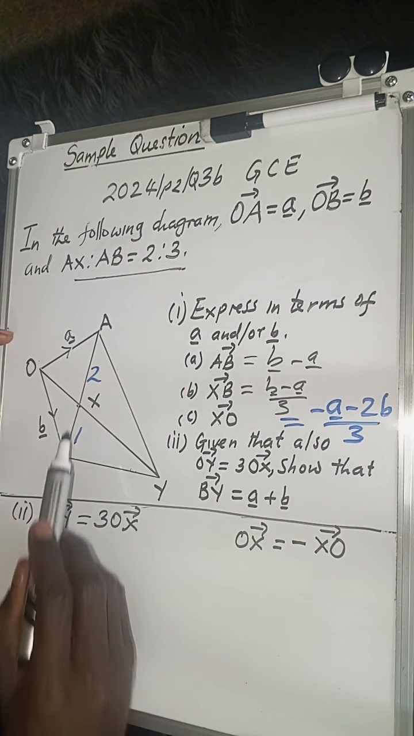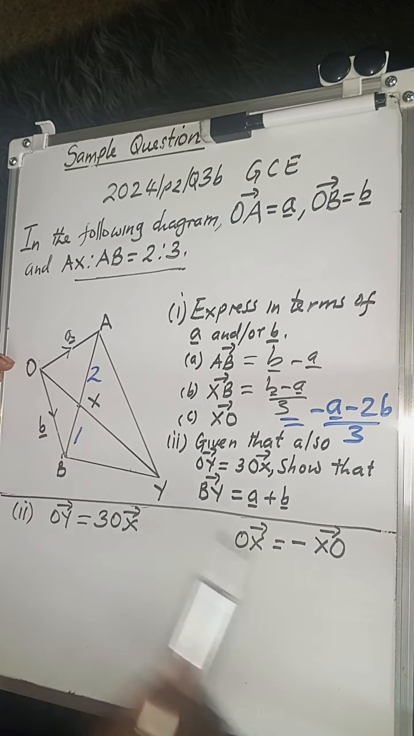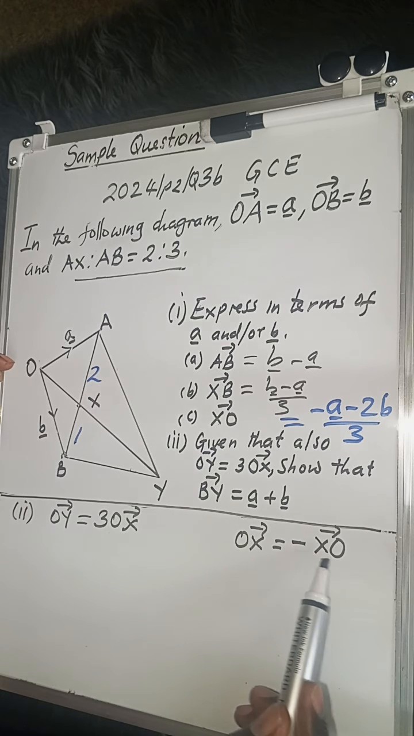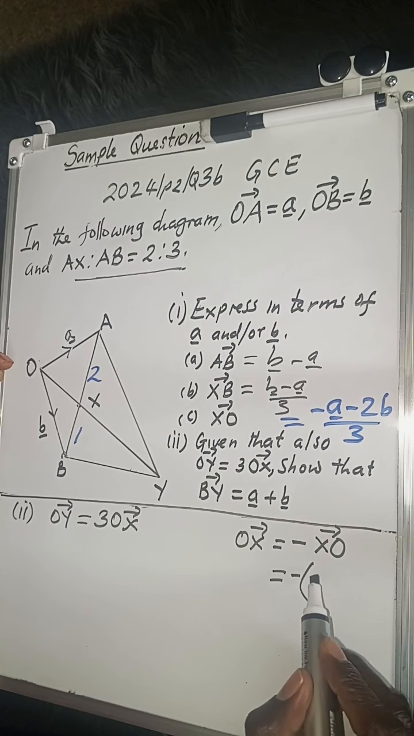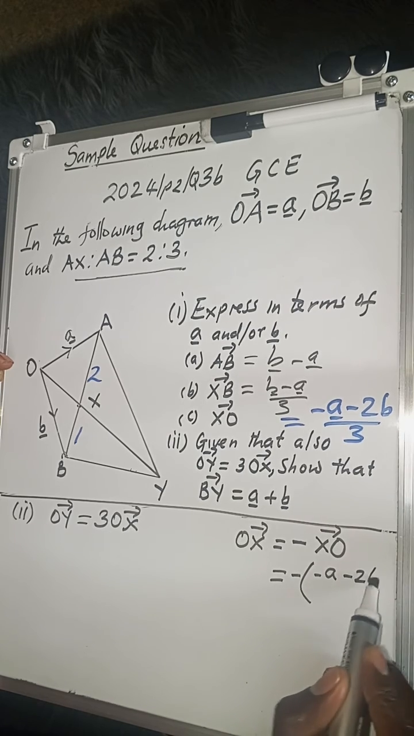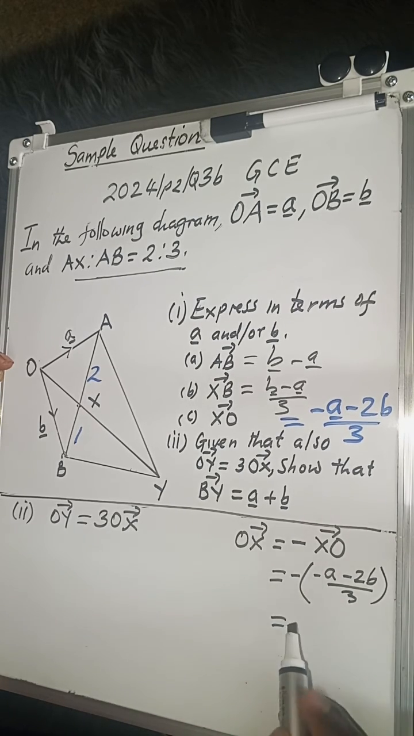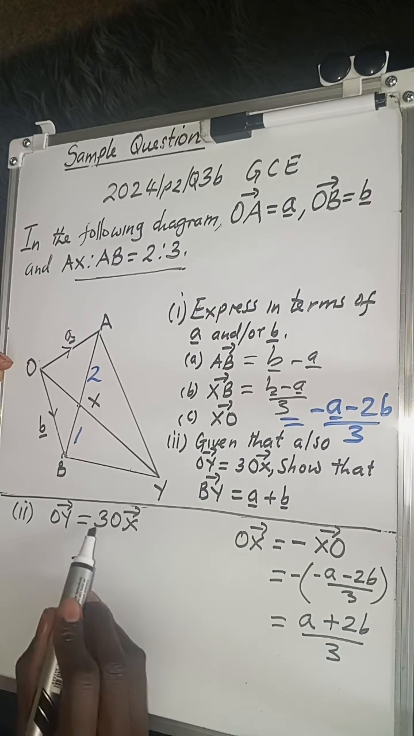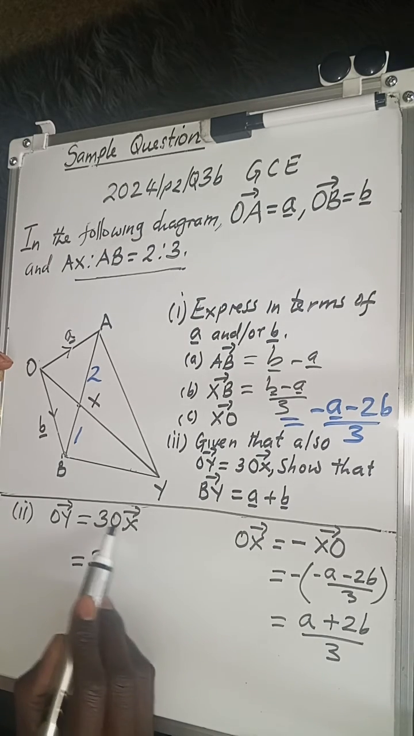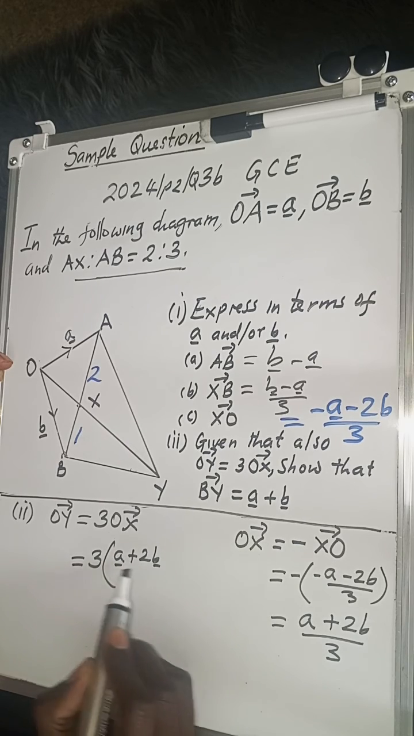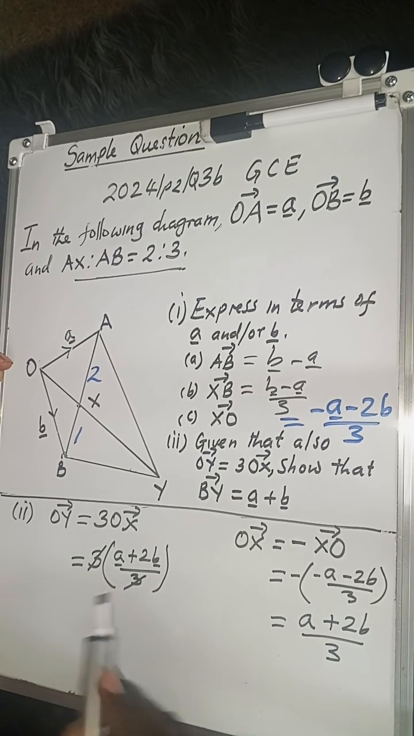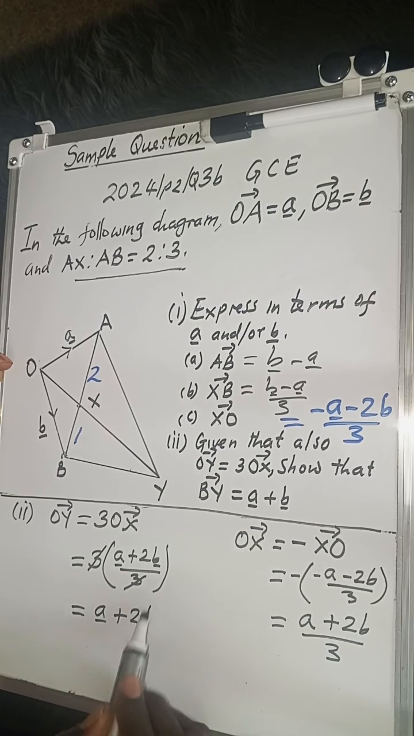Why? Because XO and OX, you are moving in the opposite direction of XO, which is OX, and that's why I'm adding just that negative. So it will be negative multiplied by negative A minus 2B over 3. Negative and negative give me positive. So that's OX. Now OY will be 3 multiplied by OX. So you get vector A plus 2 vector B over 3. If you notice, the 3 and that 3 will cancel, and I'll remain with vector A plus 2 vector B.